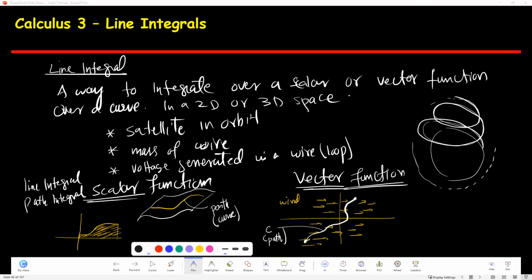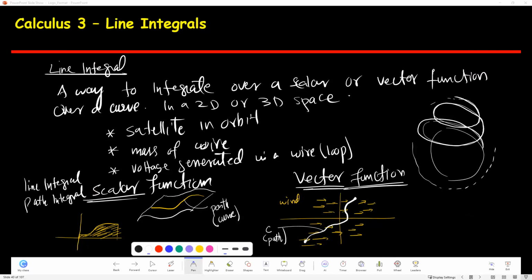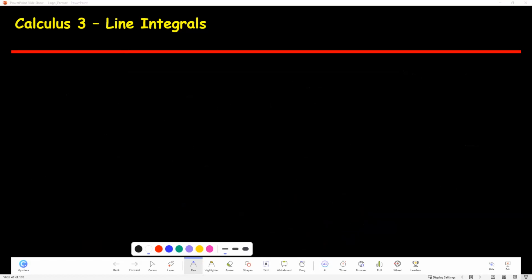Now let's talk a little bit about line integral of a scalar field and a vector field. So I'm going to be doing two examples side by side, scalar and vector. Okay. Here I'm going to be drawing a line.